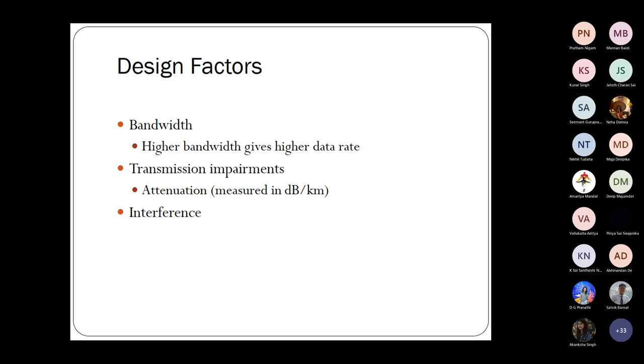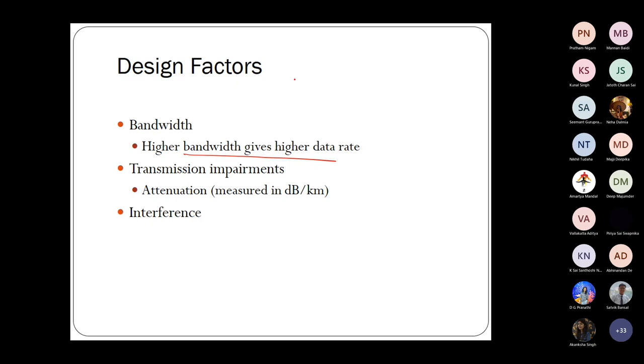Bandwidth: for every medium, we talk about the bandwidth of the medium. Bandwidth, as we know, is the range of frequencies of the signal that the medium is allowed to pass, with very low attenuation. This is kind of obvious: if I get higher bandwidth, I can give higher data rates.